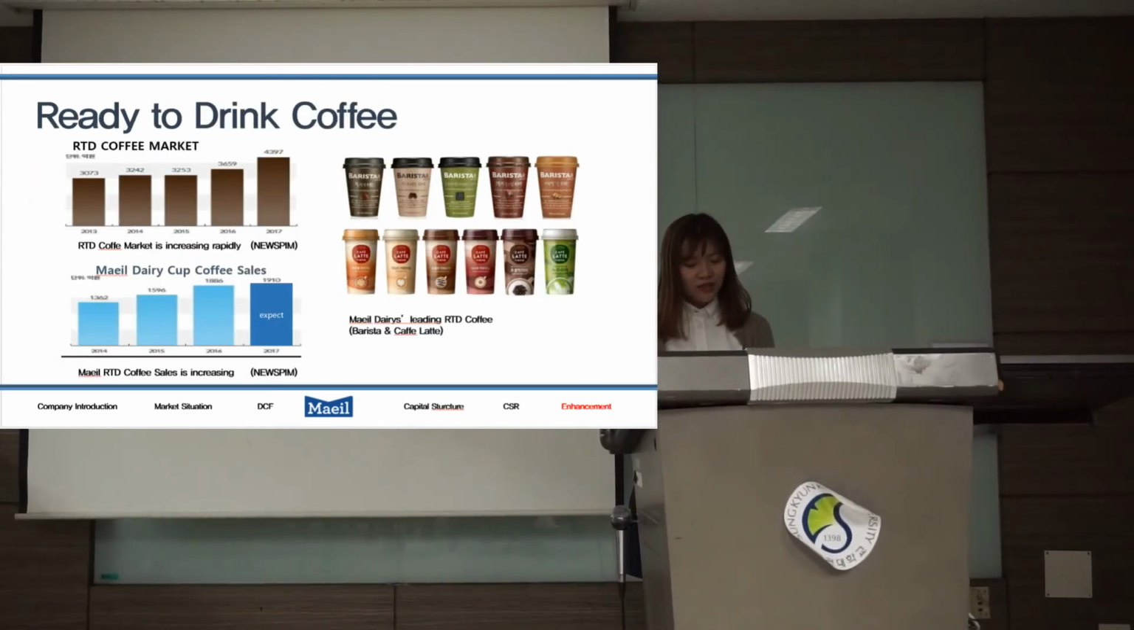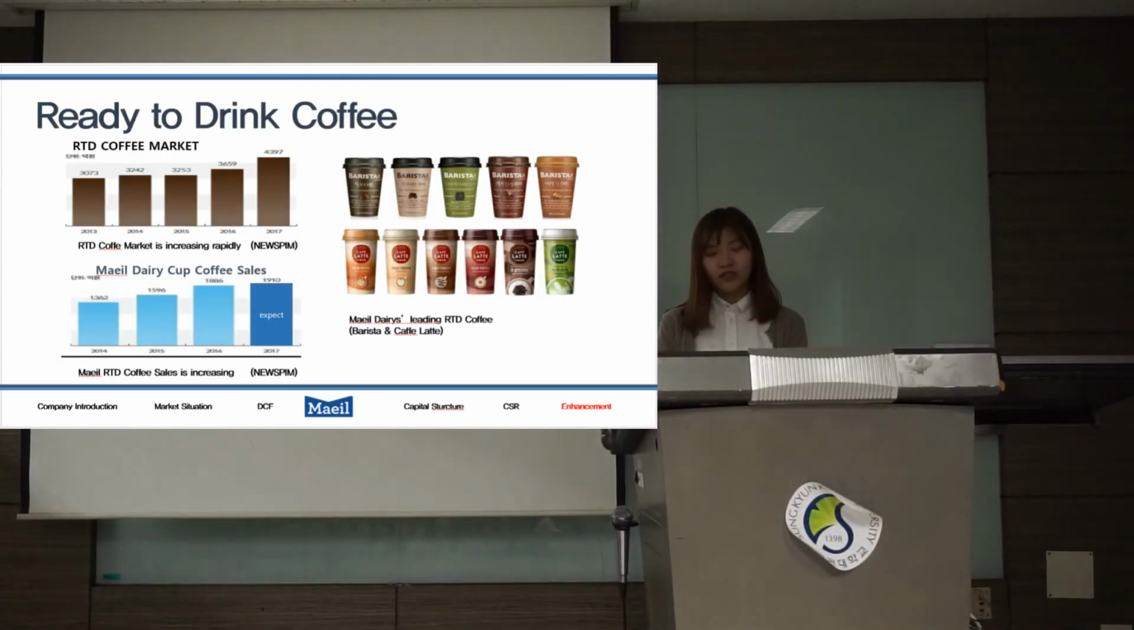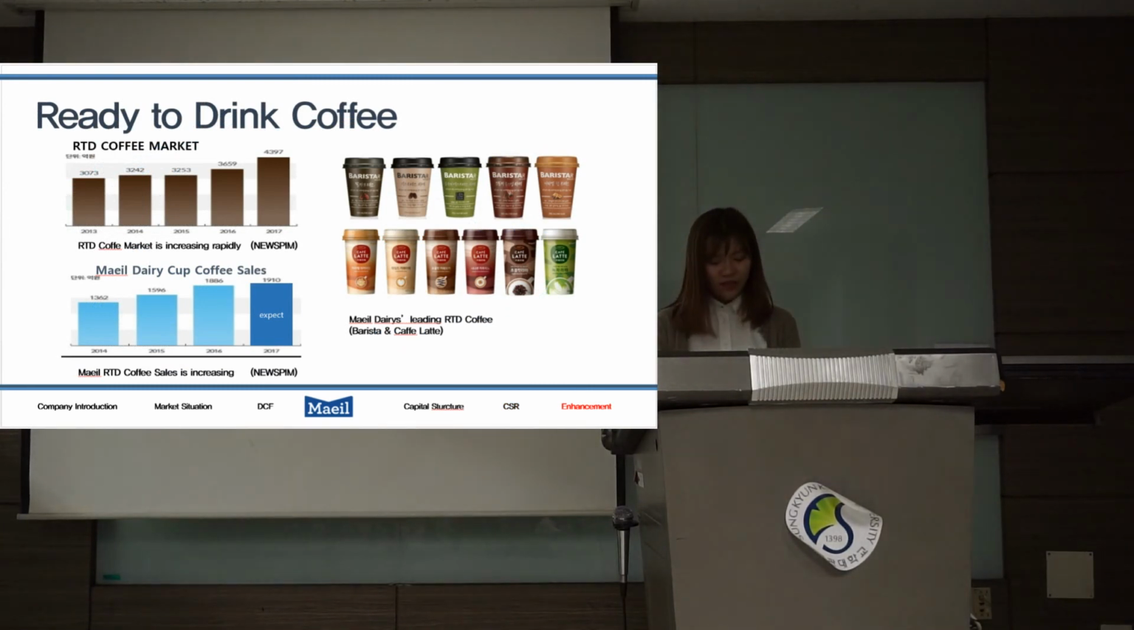To enhance the firm value, we suggest Maeil Dairies invest more in the following two kinds of products. First of all, Maeil can earn more in the ready-to-drink coffee business. The market of RTD coffee is increasing rapidly nowadays. Maeil Dairies, as the first cup coffee producer, has a longer history of development, and it is an advantage for Maeil to produce RTD coffee drinks with better quality. As we can see here, the sales of RTD coffee of Maeil have been increasing in the past few years. So we are confident that Maeil can earn more if they expand the business in RTD coffee.